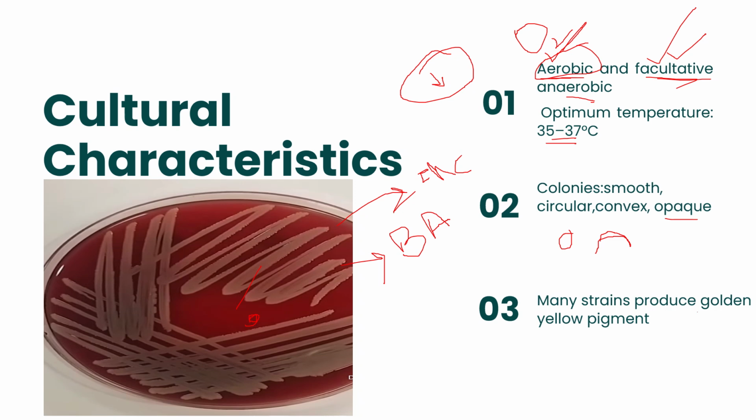Many strains produce golden yellow pigment. As you can see in the picture, they are not typically white colored colonies, they are slightly yellowish colonies. This is a specific feature for Staphylococcus aureus. This will not be seen in other species of Staphylococcus. In Staphylococcus, there are multiple species like Staphylococcus aureus and Staphylococcus epidermidis. In Staphylococcus aureus, you will see this golden colored pigment, but in Staphylococcus epidermidis, you will not find this golden colored pigment and the colonies are white colored.